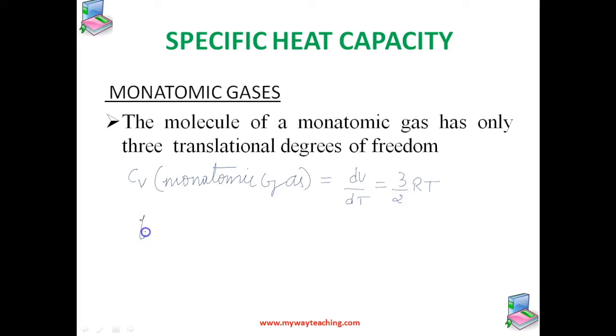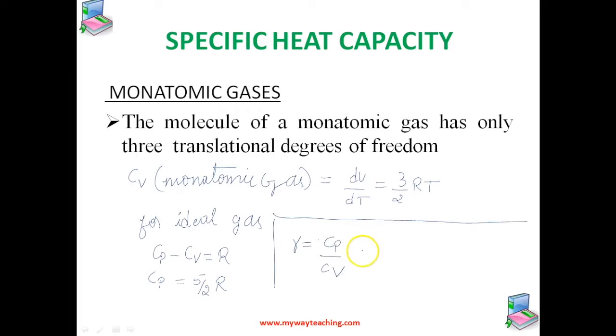So we already know for an ideal gas, Cp minus Cv is equal to R, where Cp is the molar specific heat at constant pressure. That Cp is given by 5/2 R. The ratio of specific heats, that is gamma, is given by Cp by Cv, isn't it?